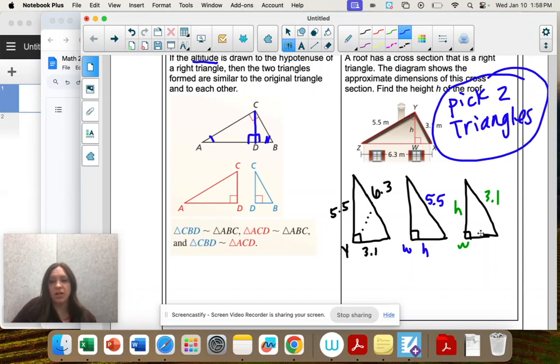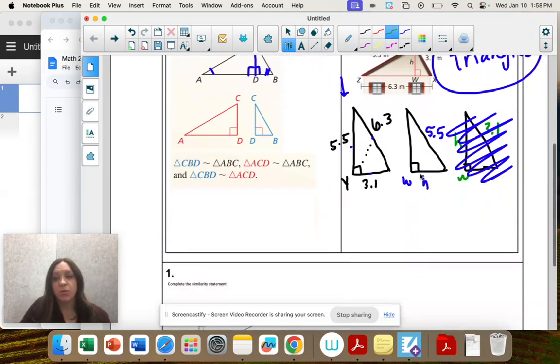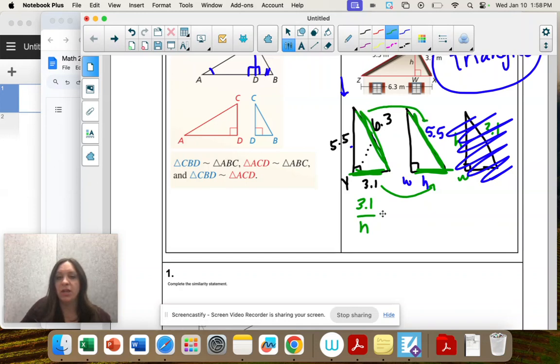Okay, one of these we're not going to use. So because we have all three sides here, we're going to have to use this triangle, and the other two, it doesn't matter because we have sides that align. So I'm just going to knock this one out. And now we'll set up our proportions. So 3.1 goes with H. 3.1 to H. Same order. And then we have to use the hypotenuse because that's the side we know on the second triangle. So same order, 6.3 to 5.5. You set them equal to each other. You've just set up your equation, your proportion.